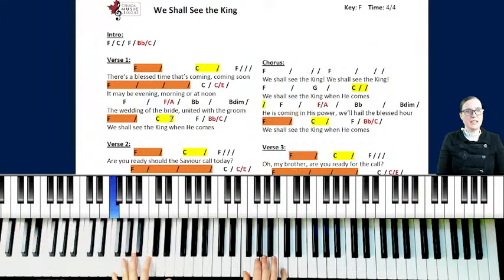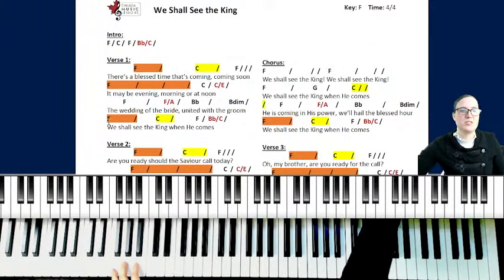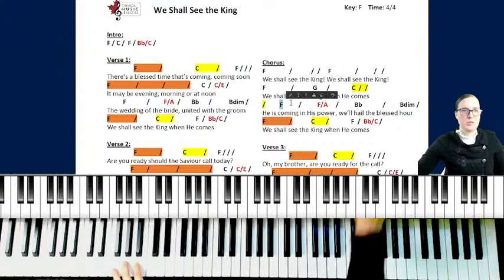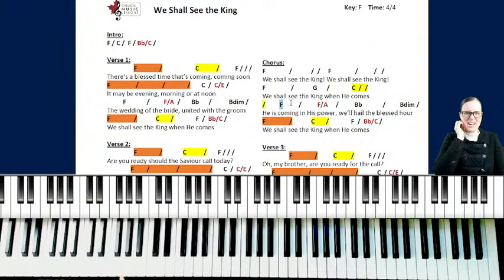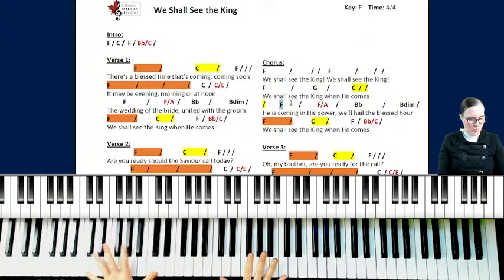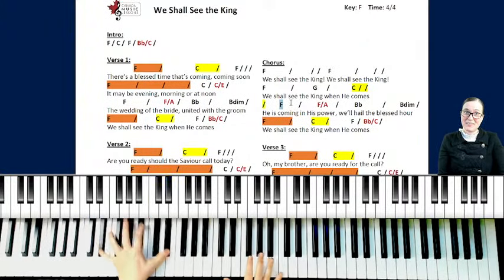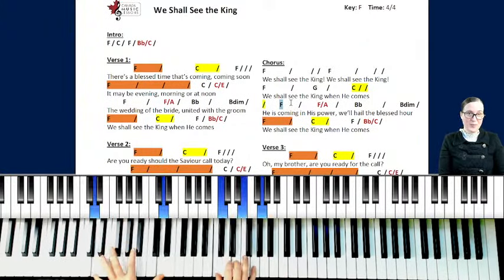We shall see the King when he... And then just right back into it. So as soon as we get to this F right here, we just jump back to root position, and you can do back to one finger. Okay, just for fun. Or if you're finding that too many things, you can do one hand, right, and your right hand could keep the C.